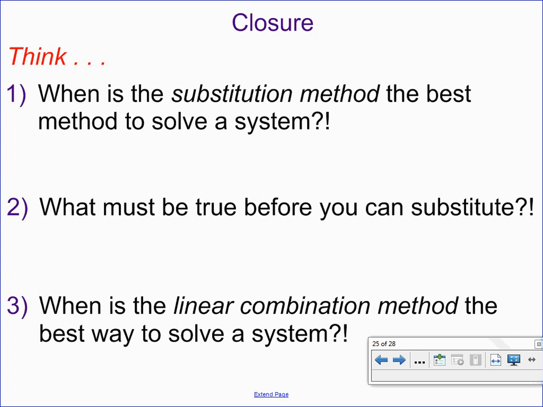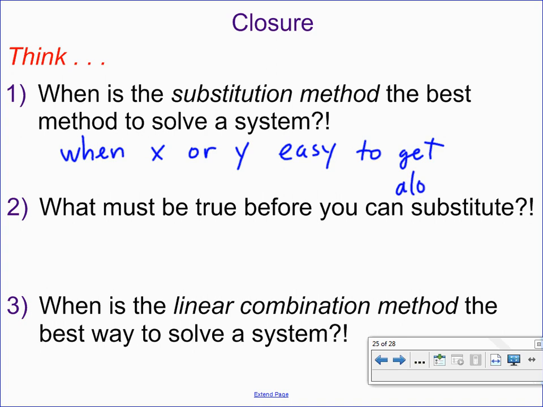When is substitution method the best method to solve a system? Samantha? When x or y are alone in one of the equations. Absolutely. When x and y are alone or easy to get alone in one of the equations, substitution method is the easiest method to use. So when the x or the y is easy to get alone in either equation, then it's going to be easy to use substitution method.